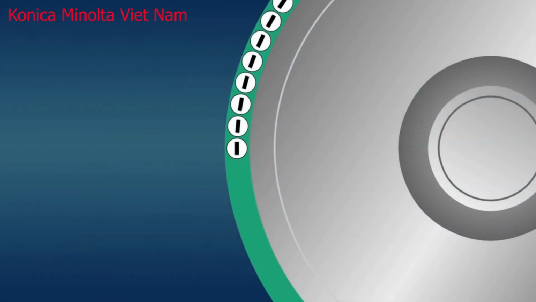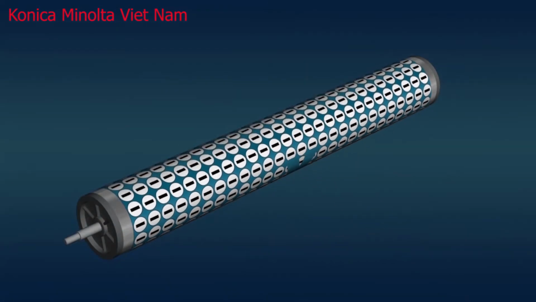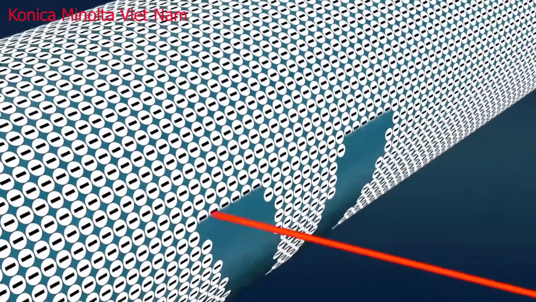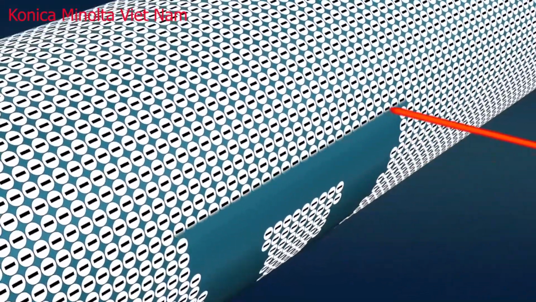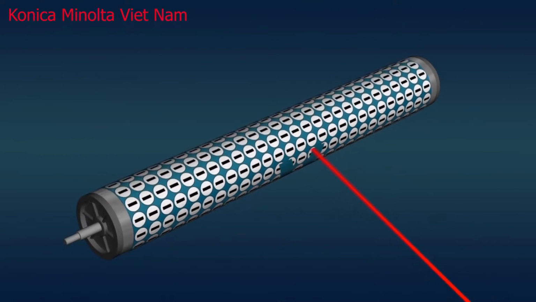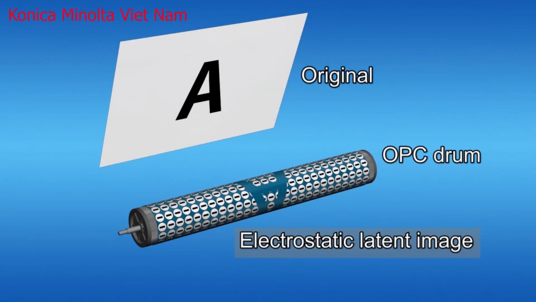When the laser is irradiated on the drum surface, the electrical charge is removed only at irradiated areas. Through this operation, a charged image which is invisible to the human eye, an electrostatic latent image, is formed on the drum surface.